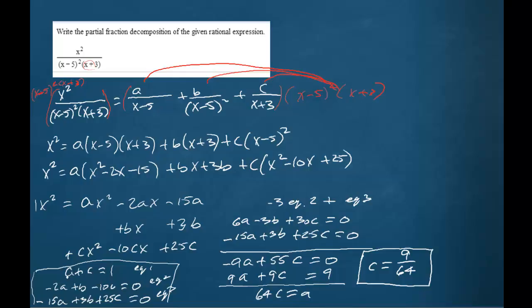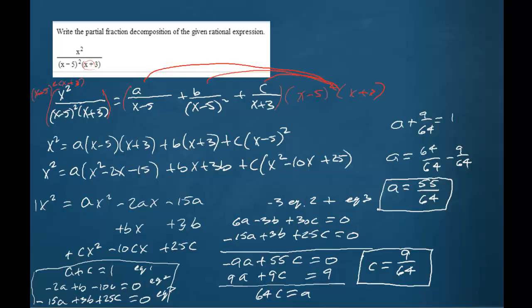Now from that, we can easily get A because we know that A plus C is equal to 1. So we'll go A plus 9 over 64 is equal to 1. And so we'll subtract 9 over 64 from both sides, and we'll turn 1 into 64 over 64. And we'll find that A is equal to 55 over 64. So now we have A and C. So all we have to do now is take this equation that has minus 2A plus B minus 10C equal to 0, plug in for A and C, and find out what B is.